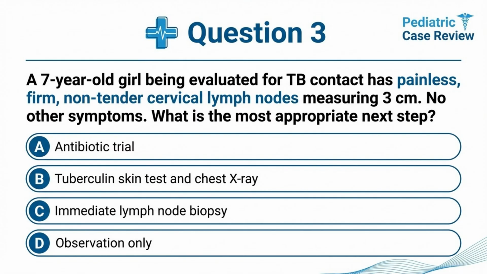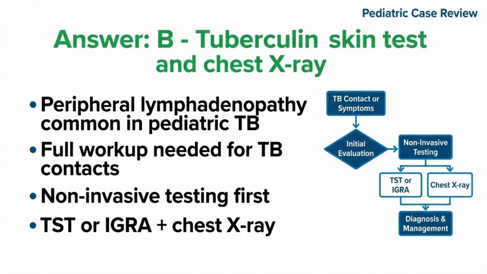Question 3. A 7-year-old girl being evaluated for tuberculosis contact has painless, firm, non-tender cervical lymph nodes measuring 3 centimeters. No other symptoms. What is the most appropriate next step? Option A, antibiotic trial. Option B, tuberculin skin test and chest X-ray. Option C, immediate lymph node biopsy. Option D, observation only. The correct answer is option B, tuberculin skin test and chest X-ray.